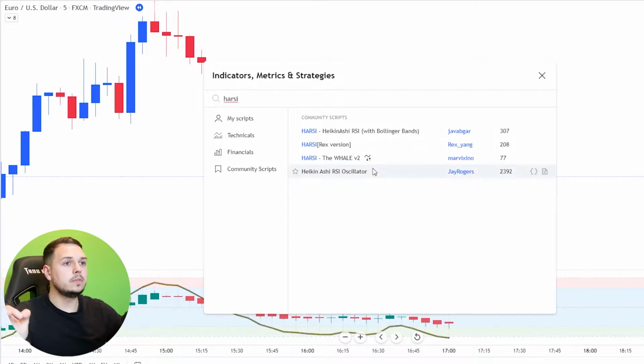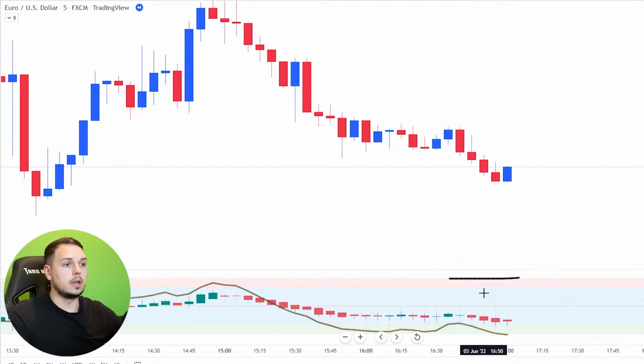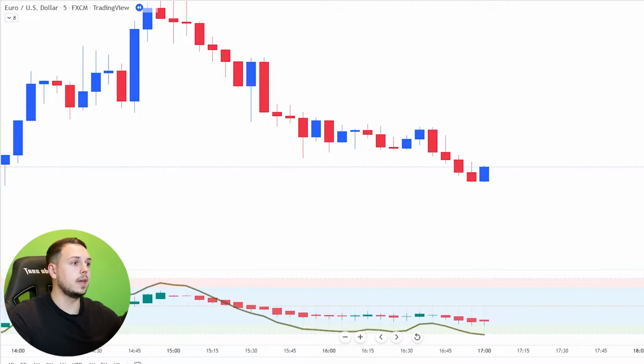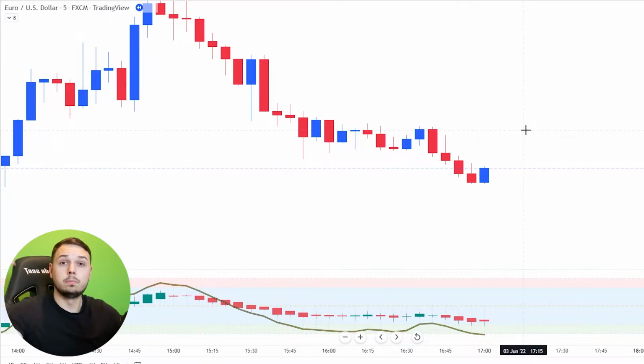So today we're going to be using the Heikin Ashi RSI oscillator. Go inside indicators, type in Heikin Ashi and close off this screen. You will have this nice indicator showing you overbought, oversold areas and nice Heikin Ashi candlesticks. So in this case, what we want to do is buy this trade.